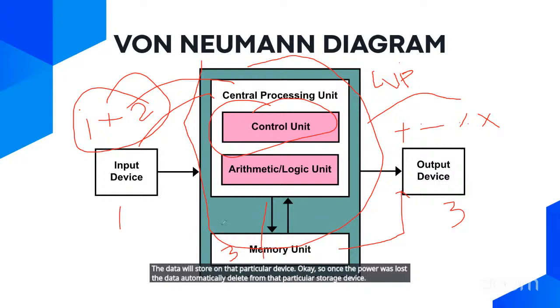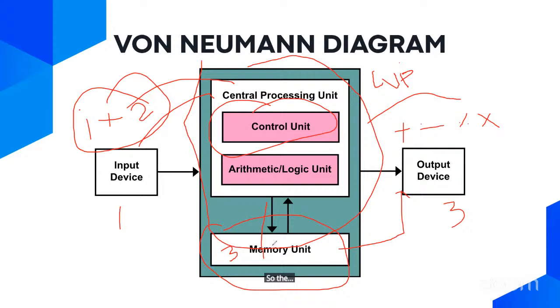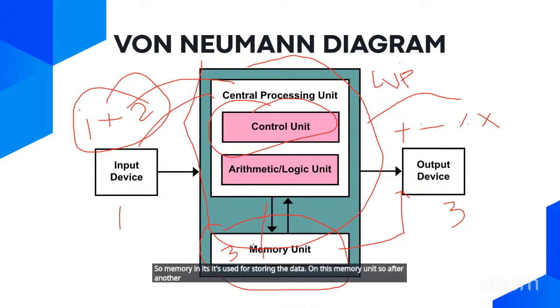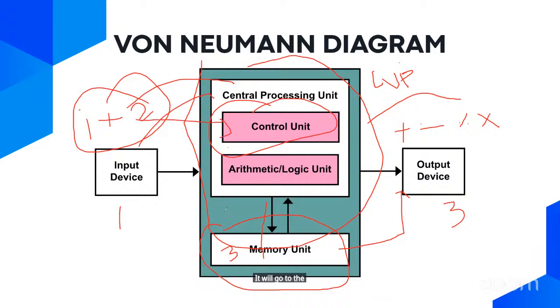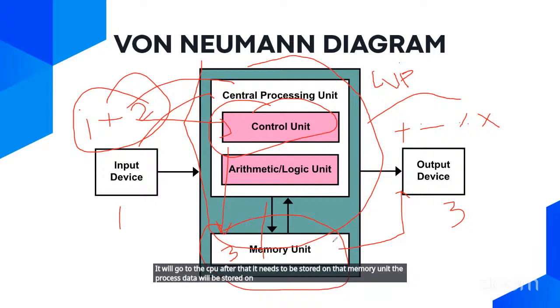So that is how the memory unit works. The memory unit is used for storing the data. In another slide, we can discuss the non-volatile and volatile devices in depth. From this memory unit, our input data goes to the CPU. After that, the processed data is stored on the memory unit, and then it comes out through the output devices, which give the output result.